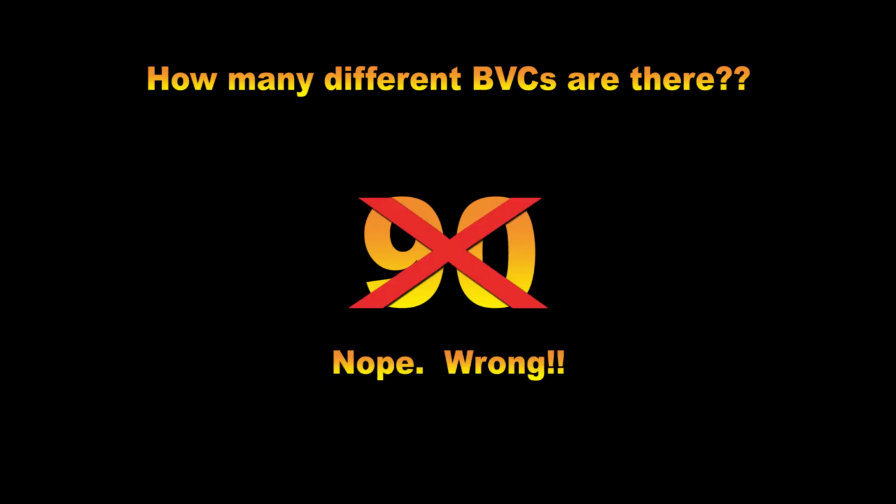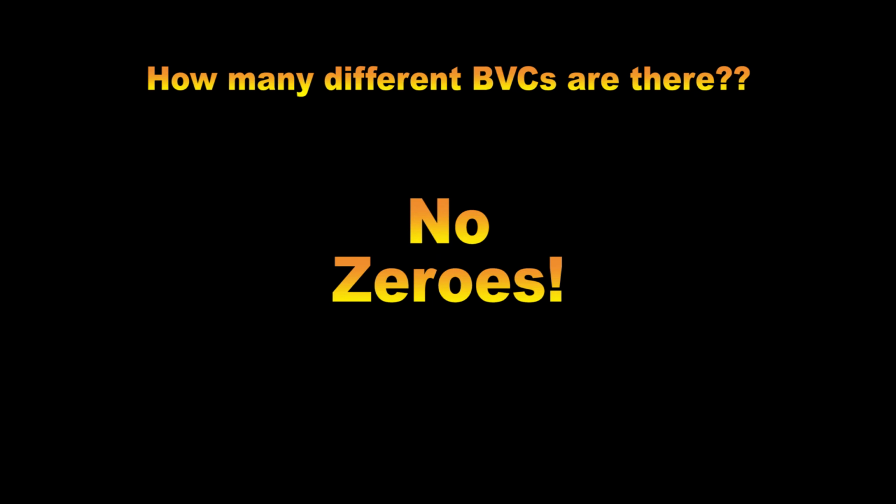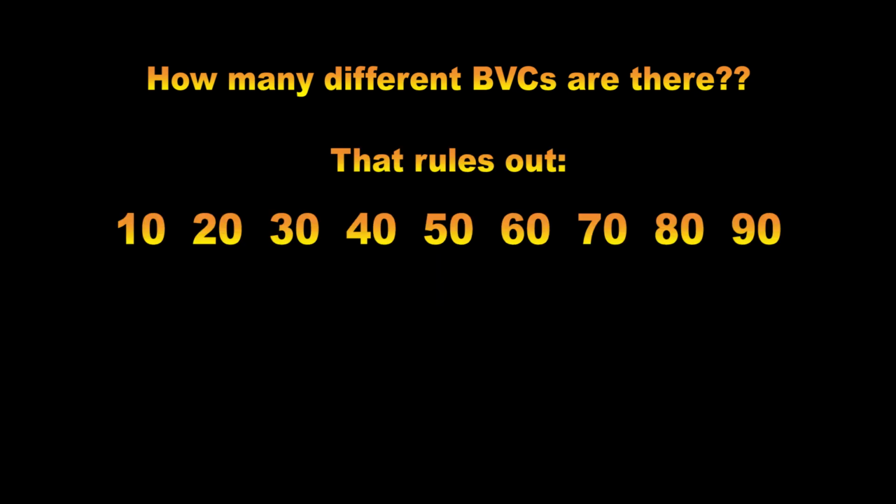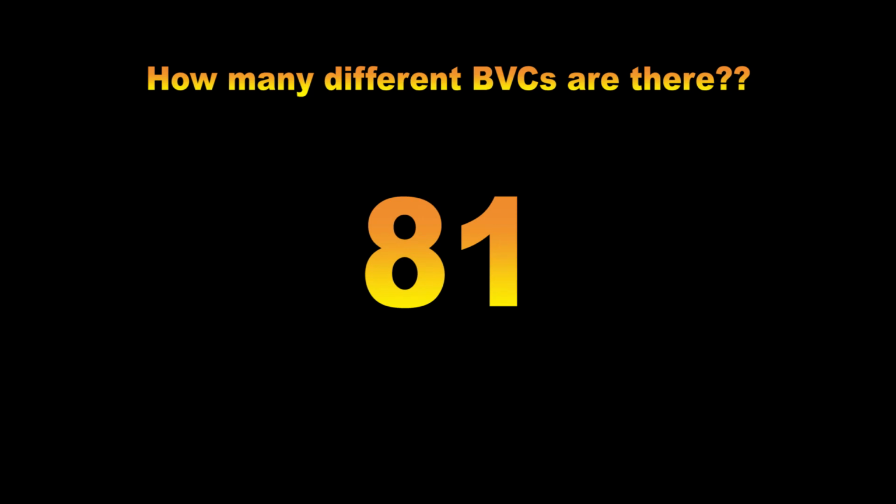Nope. Wrong. There can't be any zeros because we do not use the digit 0 in Sudoku. So that rules out 10, 20, 30, 40, 50, 60, 70, 80, and 90. Another 9 possibilities eliminated. So now you may guess 81. Well, that sounds pretty good because Sudoku is based on a 9x9 grid, right? And each house must have the numbers 1 through 9, and 9 times 9 is 81. So, is 81 the answer?